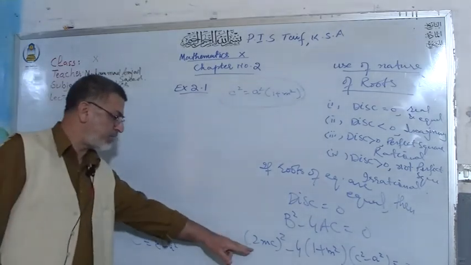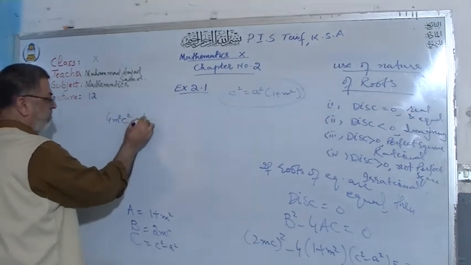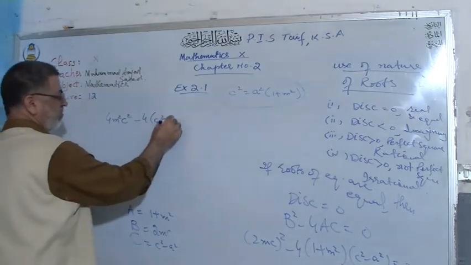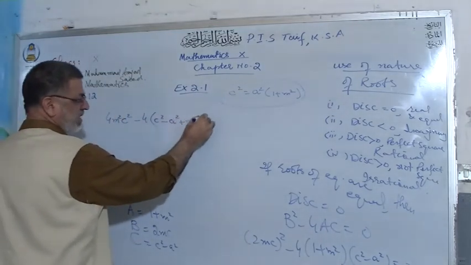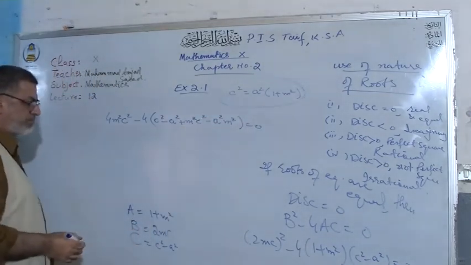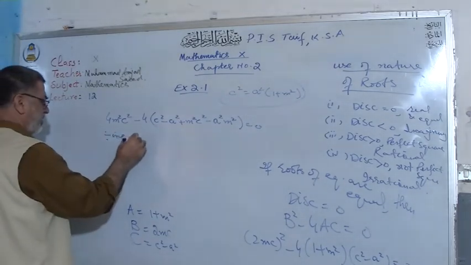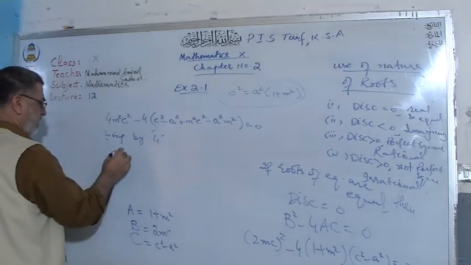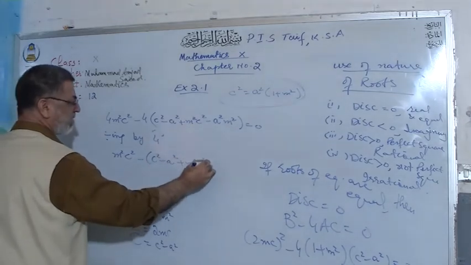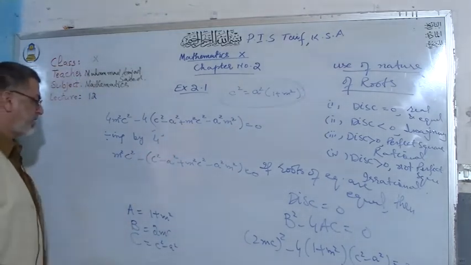Here we will have, open up this, 4m square c square minus 4 into, multiply them one by one, c square minus a square plus m square c square minus a square m square is equal to 0. Dividing by 4 throughout, m square c square minus c square minus a square plus m square c square minus a square m square is equal to 0. Open up the brackets.